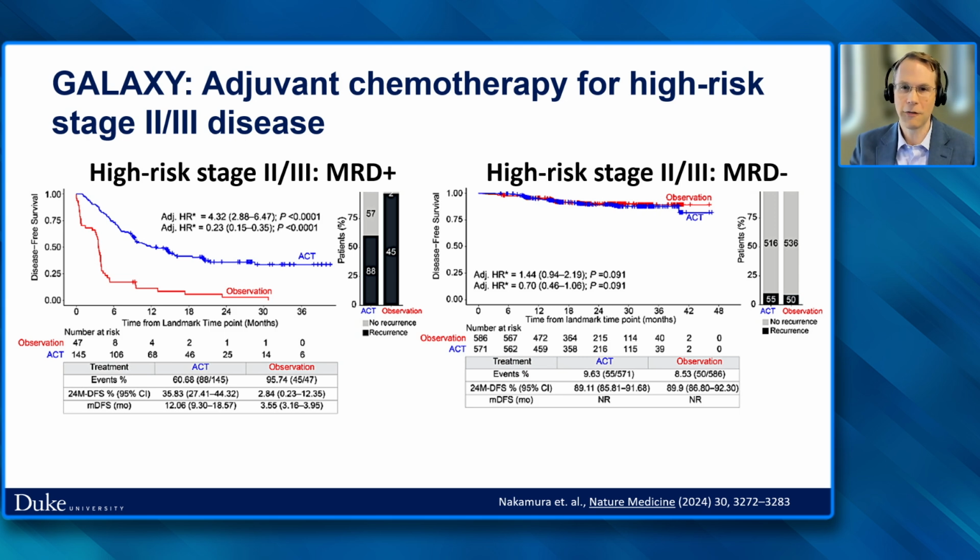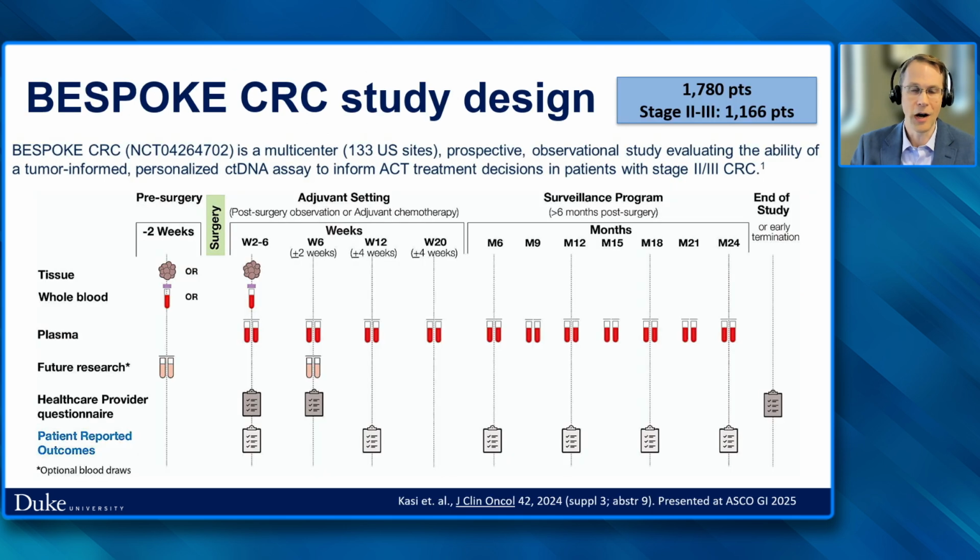What's equally as provocative is what we see on the right. High-risk stage 2, 3 disease, but they're MRD negative immediately after surgery. There's no difference in 2-year disease-free survival whether patients got chemotherapy or not. It suggests that perhaps we're overtreating some patients. Now, this is observational, it's not practice changing, but it certainly does support a prospective trial to test this hypothesis further. We can see 89% 2-year disease-free survival for both groups of patients, regardless of whether they got adjuvant chemotherapy or not.